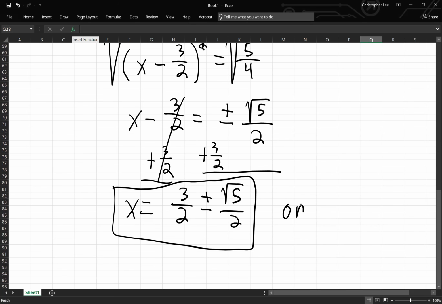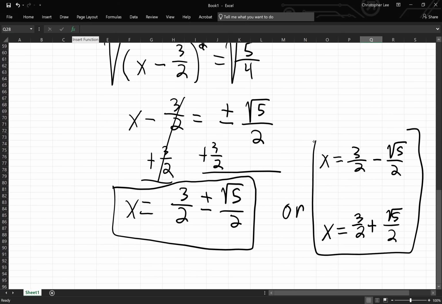Or if you want to separate them, no problem. You could say X is equal to 3 over 2 minus square root 5 over 2, and X is equal to 3 over 2 plus square root 5 over 2. Right? Your choice. Any one that you want to give me, I'll take. All right.